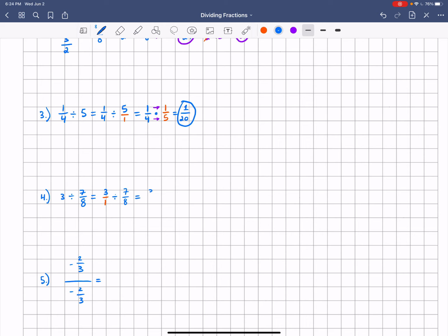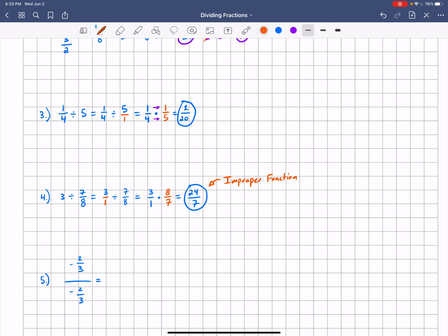Now we're going to keep the first fraction, change division to multiplication, and then we're going to flip the second fraction. Now we have 3 times 8 is 24, and 1 times 7 is 7. And if we are happy with what is called an improper fraction as our answer, then this is the simplest form. And this is called an improper fraction.